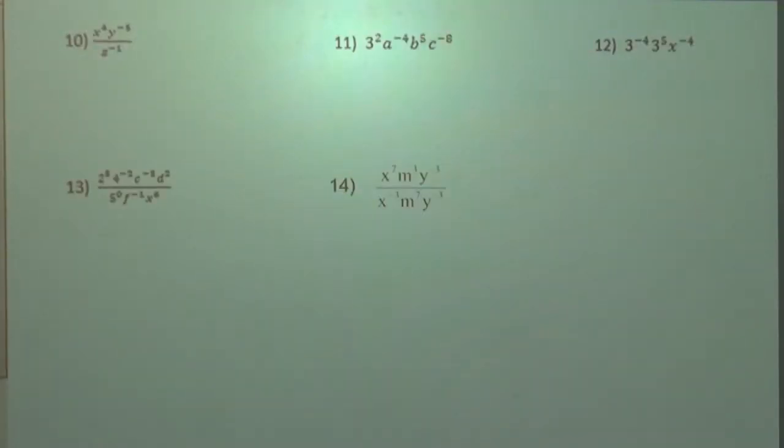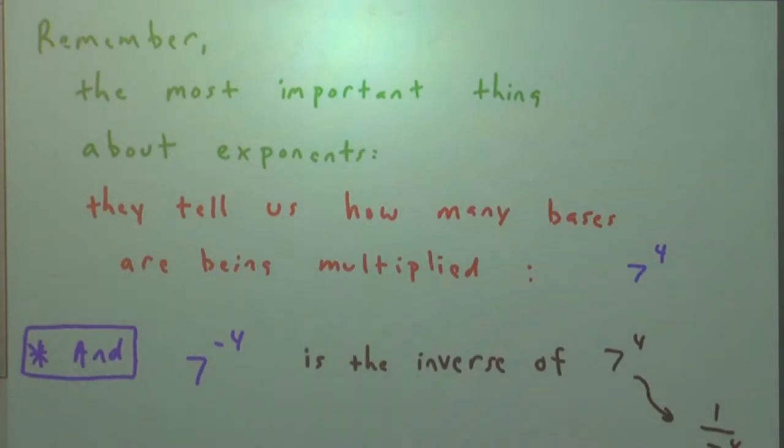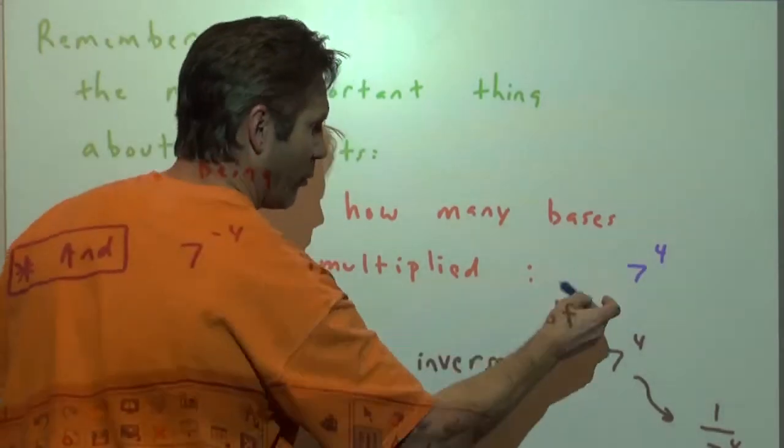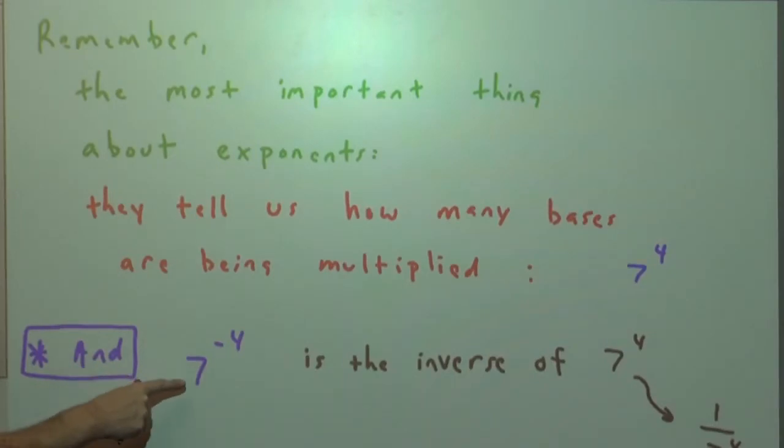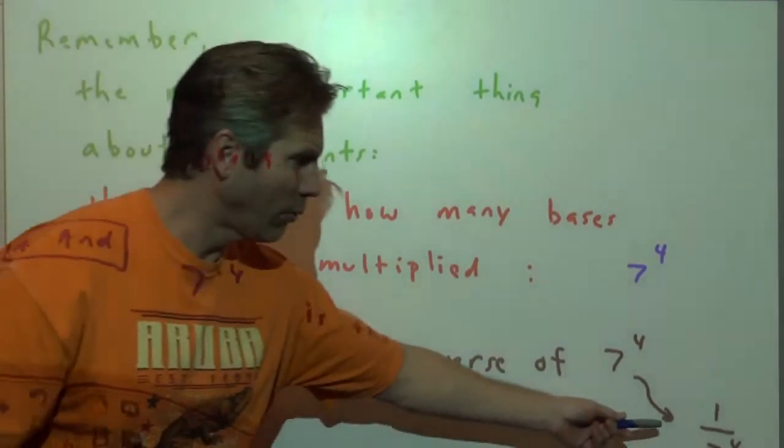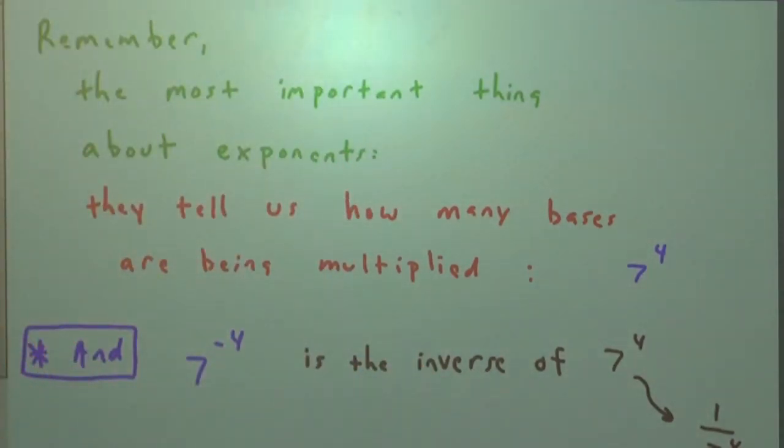So keep all that in mind. I think we're good. Just remember, the most important thing about exponents, they tell us how many bases are being multiplied. Like 7 to the 4th, there's 4 7s being multiplied. And read this as the inverse of 7 to the 4th, and know that it means 1 over 7 to the 4th. And I think you'll do just fine.